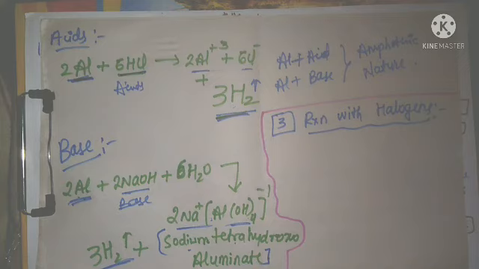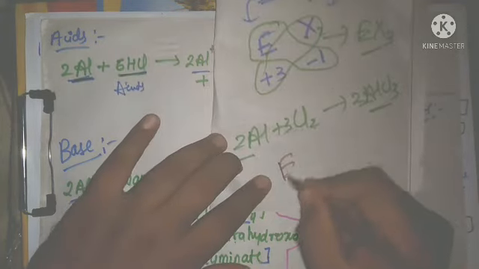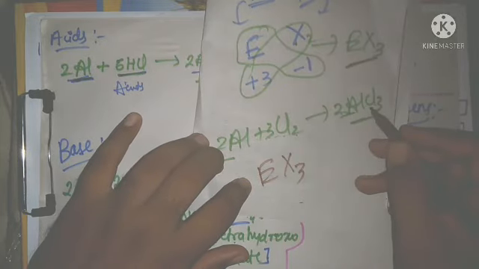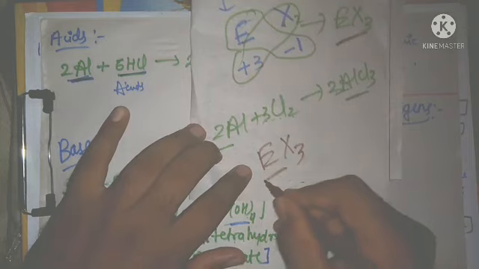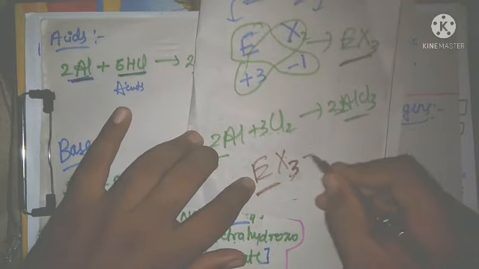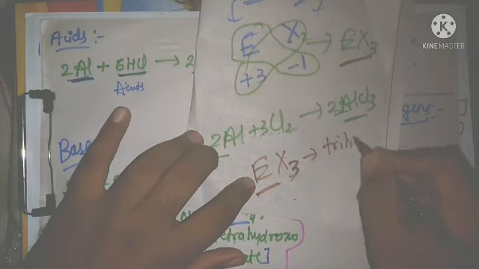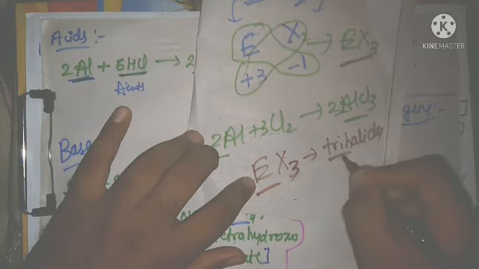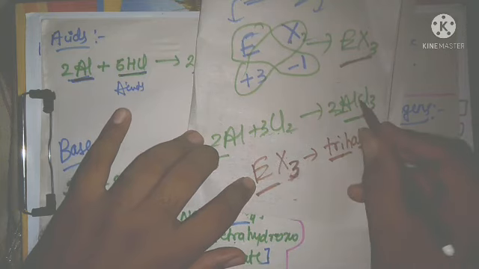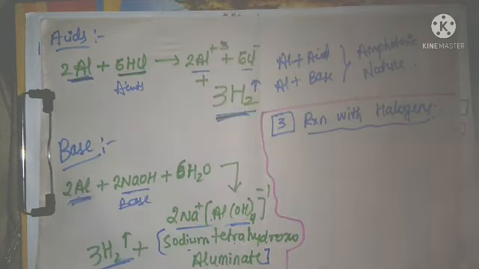Here the compound forming is EX3. AlCl3, BCl3, etc. are trihalides. 3 halogen atoms are there. Corresponding trihalides are formed. Tri means 3 halogen atoms, 3 X groups. Here trichloride has 3 halogens, right? In this way trihalides are formed. That is what I am writing here.